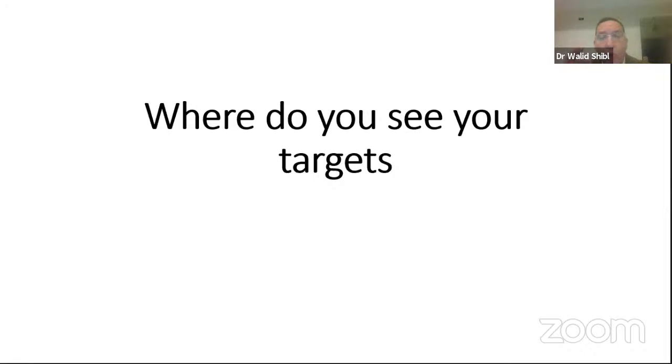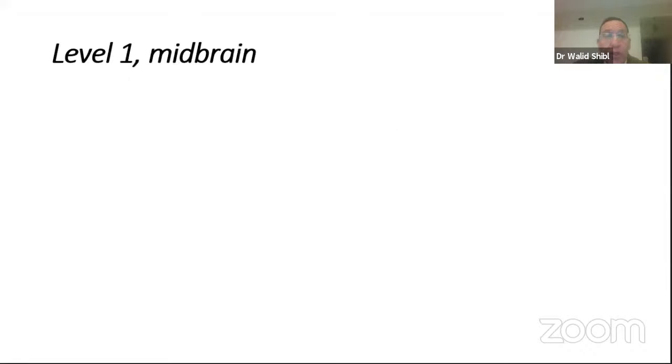Once you put your probe in the temporal window and fire the B mode of brain ultrasound, you will see first, there are 3 levels. The first level will be the midbrain.